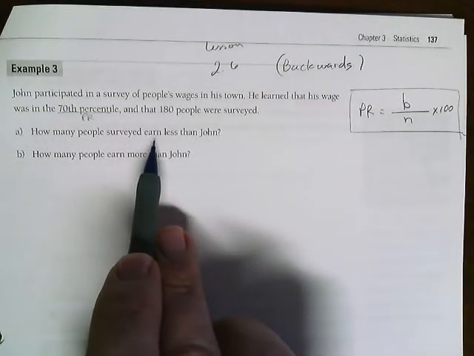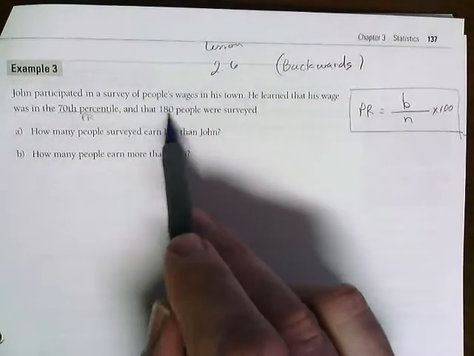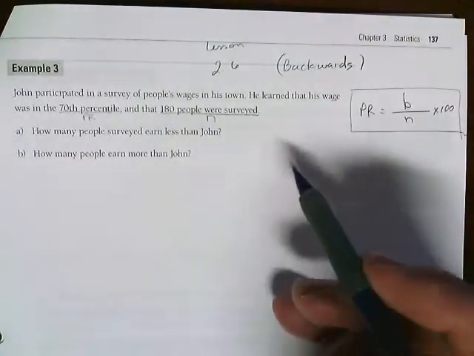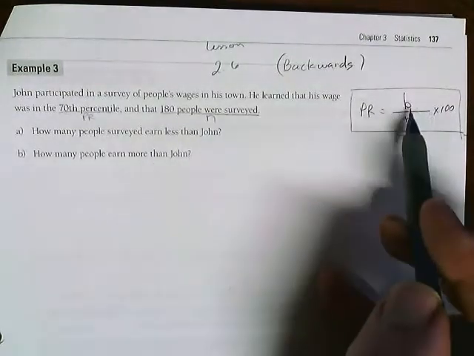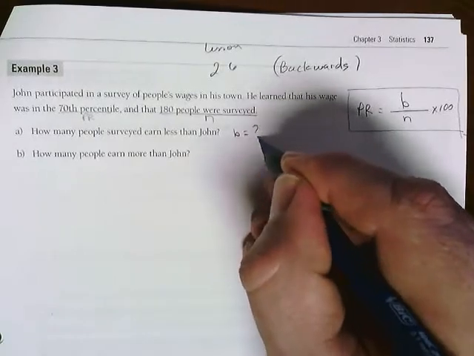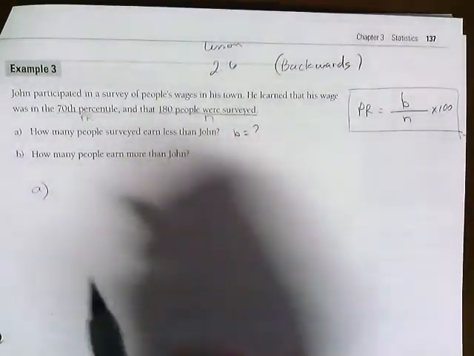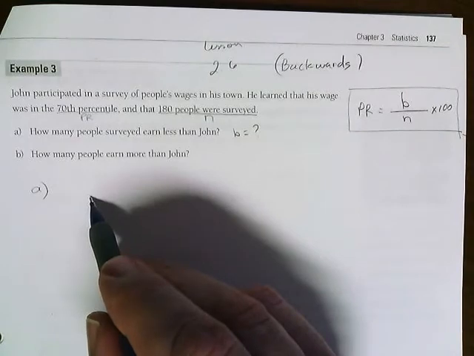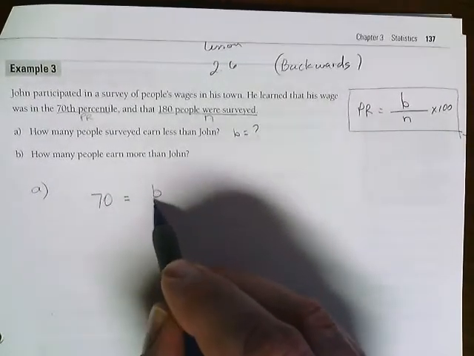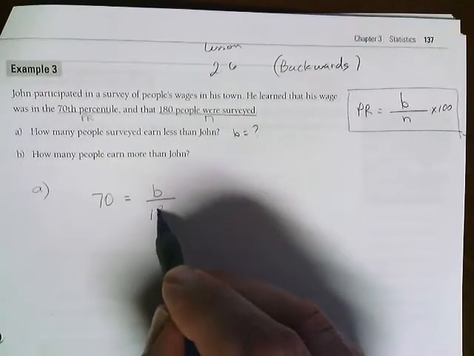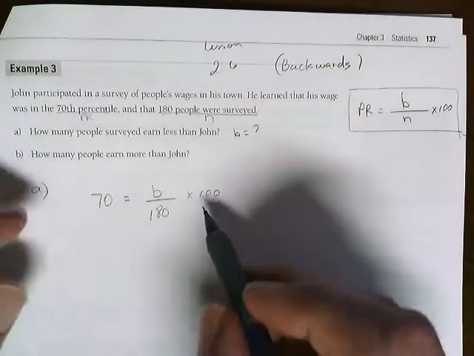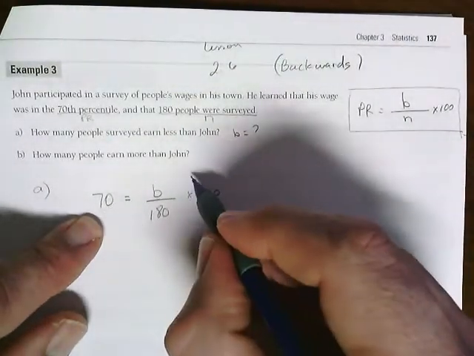How many people surveyed earn less than John? Okay, we know that 180 people were surveyed, so that's the total number of people. So we're supposed to find B, how many earn less? So they're basically asking you, what is B? Okay, so we're gonna solve for B here. And so the 70th percentile, I'll show you a little trick here in a bit. We don't know that. We know that this is 180. We know that this is times 100. So basically what I will tell you is divide both sides by 100 right away.